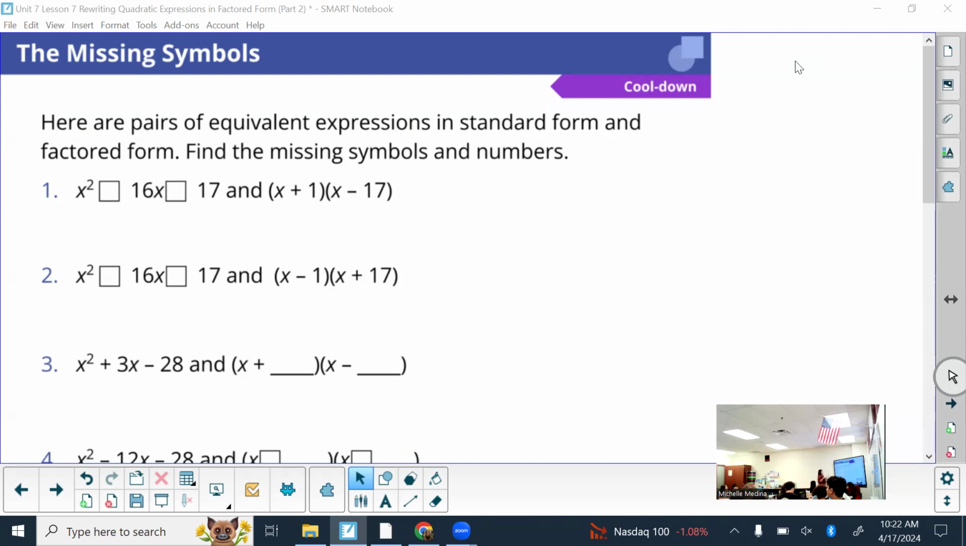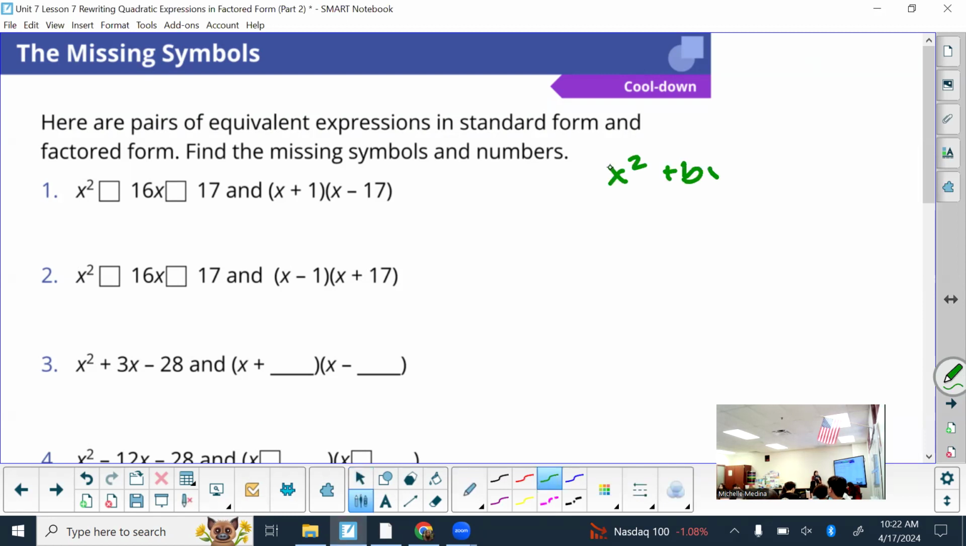for the first one, if this is my factored form, remember that our standard form, at least when A is 1, it'll be different when A is not 1. The constant is always the product of these two numbers from your factored form. I don't know how to describe those two numbers, I don't have a special name for them. And B is always your sum of those two numbers. So what is 1 times negative 17?